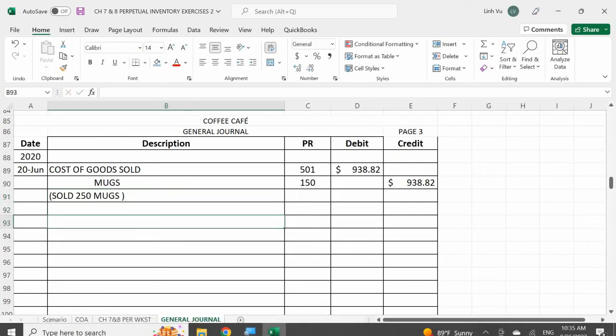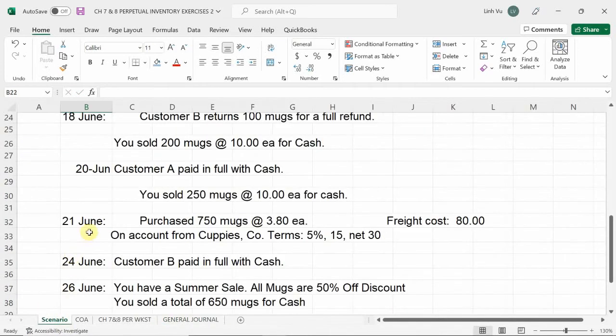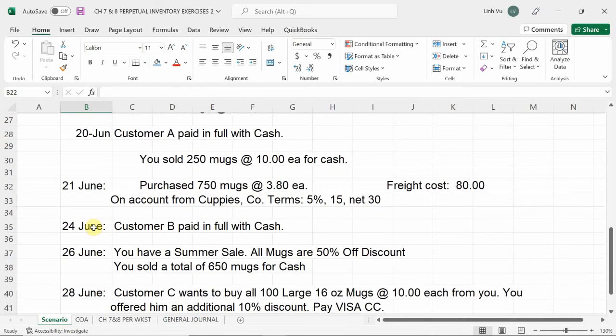Okay, so let's see what happened next. On the 21st of June, you end up purchasing 750 mugs at $3.80 each. Freight would cost you $80, and you placed it on an account from Cuppies Co. and they gave you a 5% 15 net 30. So in this case, you purchased 750 mugs at $3.80 with a freight of 80.